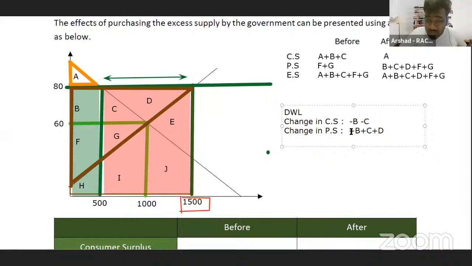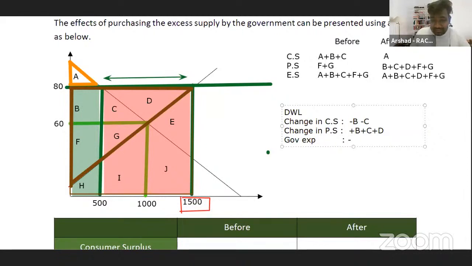The government is also spending some money, no? Government is also losing some money. So we have to take into consideration the government. Now, in the previous part, there was no government expenditure, guys. So can you all tell me the amount that the government is spending? The letters are there. Government expenditure: it's C, D, E, J, I, and G. That brown rectangle, right?